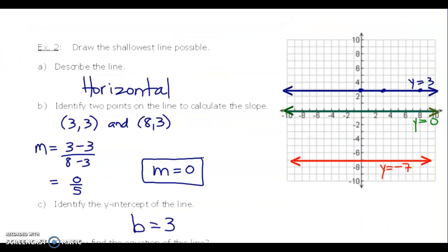Okay, example 2. Draw the shallowest line possible. So let's imagine, well, the shallowest line means it's really easy for me to walk, right? So the shallowest line would be a horizontal line. So here I've drawn my horizontal line.